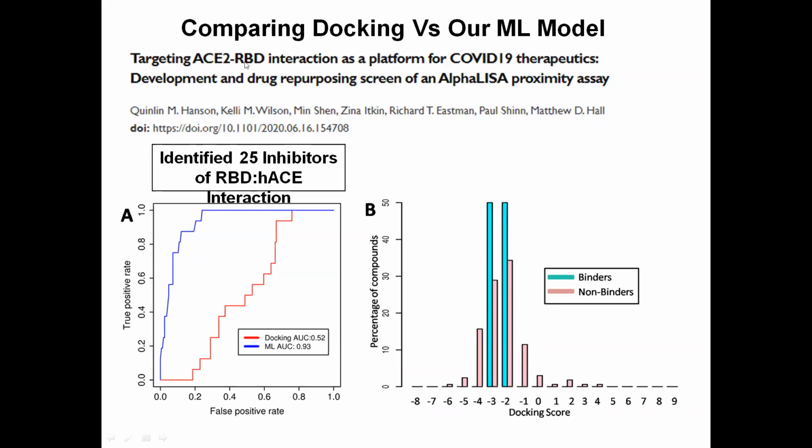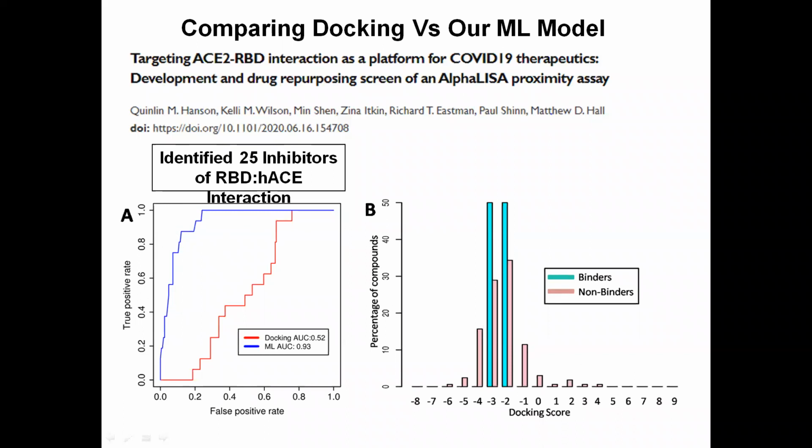So this is targeting the SE2-RBD interaction as a platform for COVID-19 therapeutics, using an experimental assay called alpha ELISA. It is an ELISA type of assay, for repurposing purposes. They identified 25 inhibitors, but they also gave a large data set of compounds which do not work. That can really work as your negative data set. Using that, if you use a machine learning method, you can really predict well. That is the ROC curve.